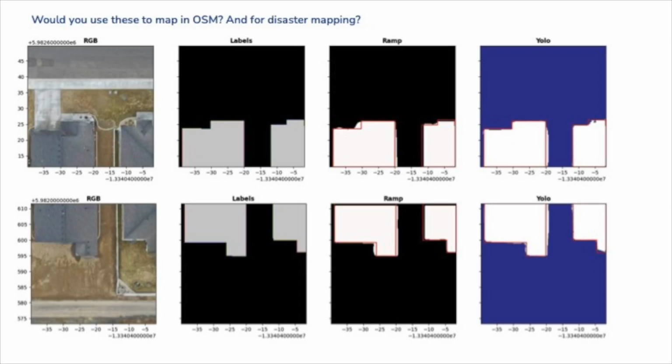So I leave you with this question. This is the best performing, easiest model possible. Its grid is aligned north-south. The houses are all the same. And these are the results, okay? So it's, of course, a provocative question. Would you use this to map in OSM?